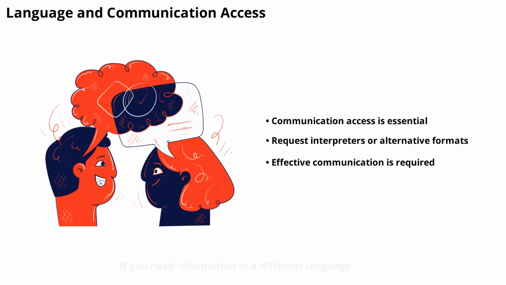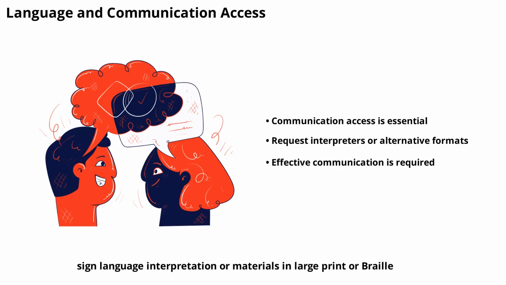If you need information in a different language, sign language interpretation, or materials in large print or braille, you can request these from state offices. Ensuring effective communication is a key part of accessibility.